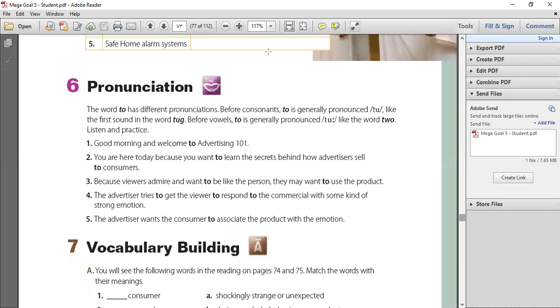1. Good morning and welcome to Advertising 101. 2. You are here today because you want to learn the secrets behind how advertisers sell to consumers.